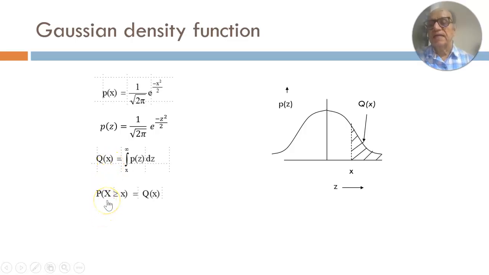So the probability that x, the observed value, is greater than or equal to a certain possible value x is equal to Q(x), and it's given. So a lot of results are often written in terms of Q(x), and that is why this is an important expression. Okay.